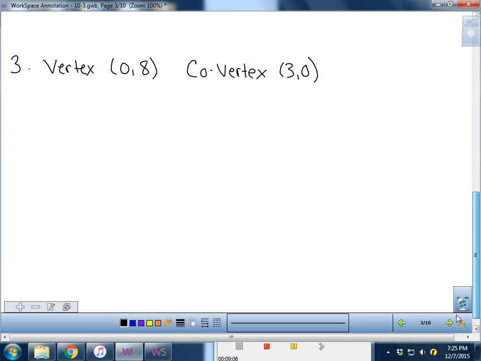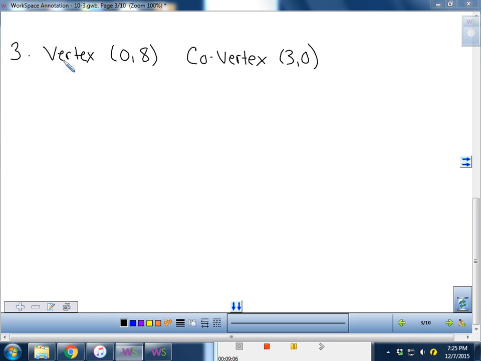All right, so let's take a look at number 3. I have a vertex and a covertex. Well, my non-zero number is in the y spot for the vertex, and my non-zero number for the covertex is in the x spot. Now, if you'll recall, vertex is always on the major axis, so that means my major axis is going to be the y-axis.